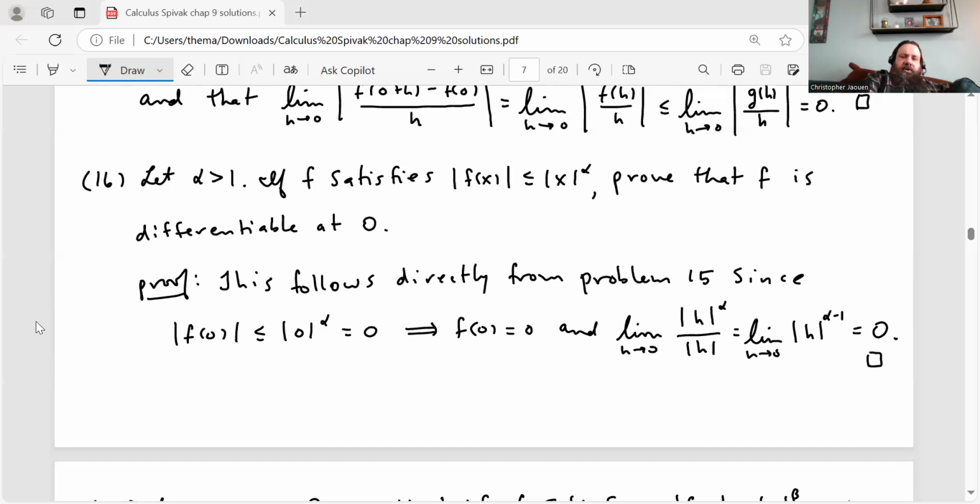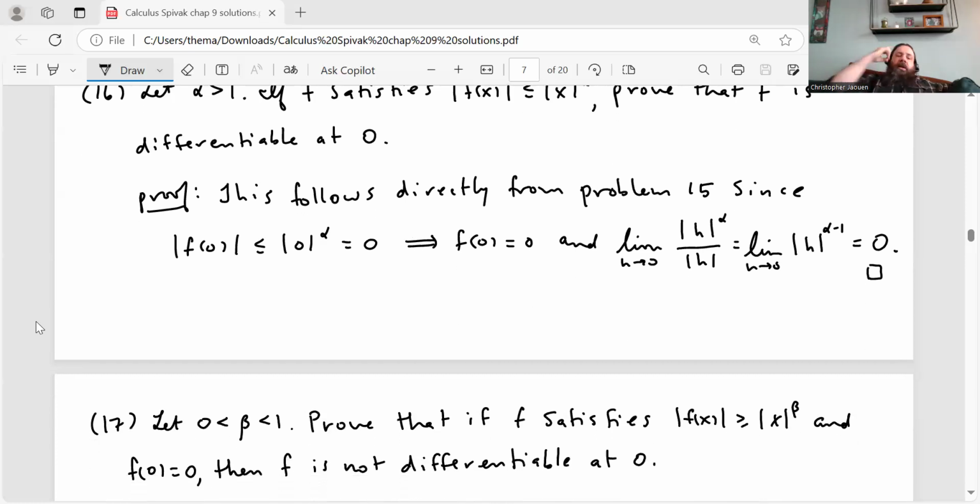All right, this follows directly from problem 15, since the absolute value of f of 0 is less than or equal to the absolute value of 0 to the alpha power, which is 0, so f of 0 is 0. And the limit as h goes to 0 of the absolute value of h to the alpha over the absolute value of h is the limit as h goes to 0 of the absolute value of h to the alpha minus 1, and alpha minus 1 is greater than 0 because alpha is greater than 1, so obviously that equals 0.